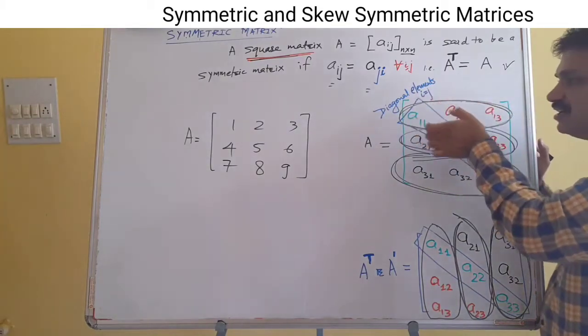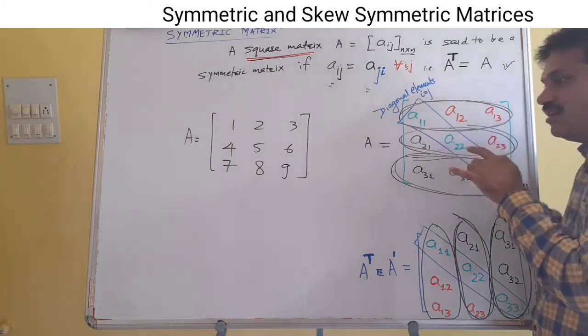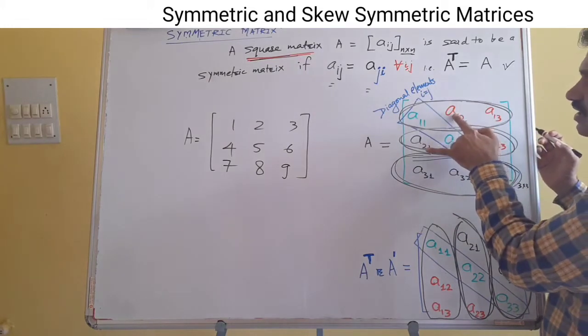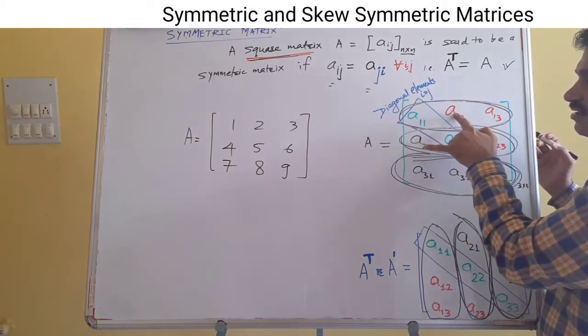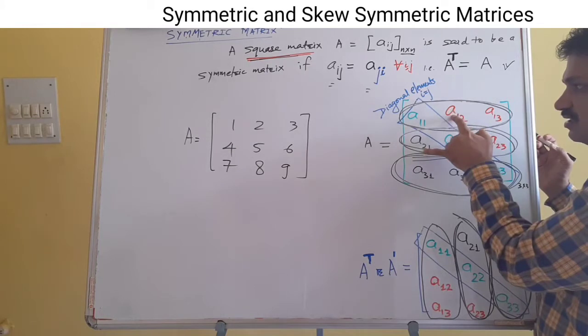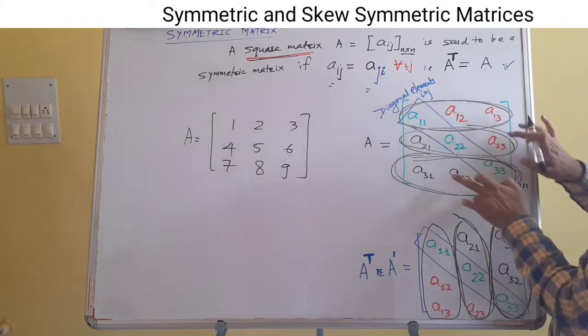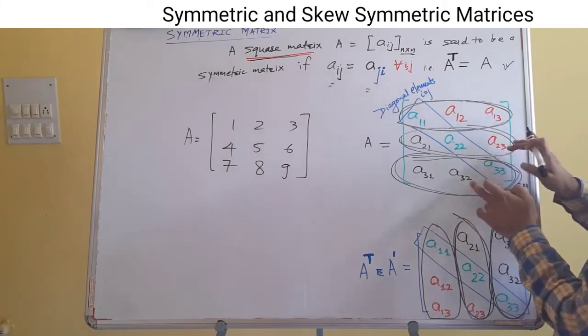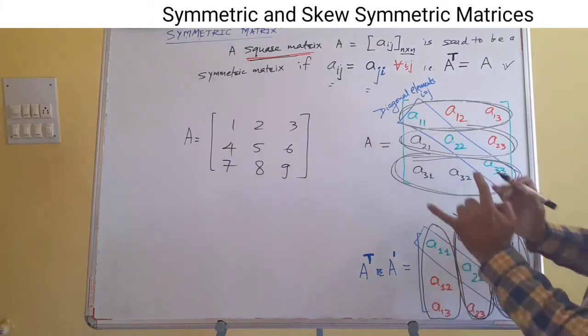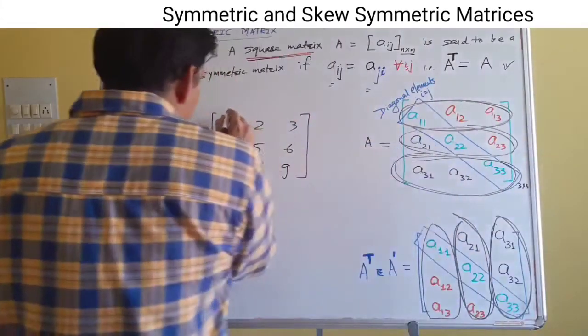That is, the leading diagonal is working as a mirror. Then physics says that image and object remain at equal distance. So this is its image, these two must be the same. This must be equal to this, this must be equal to this. This is how it works. Let's check. This is the leading diagonal.